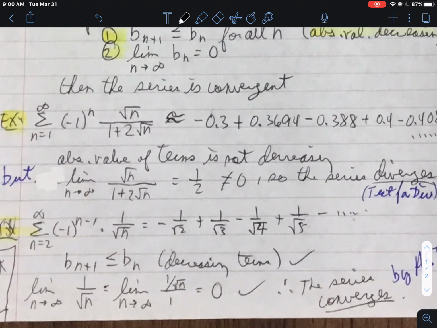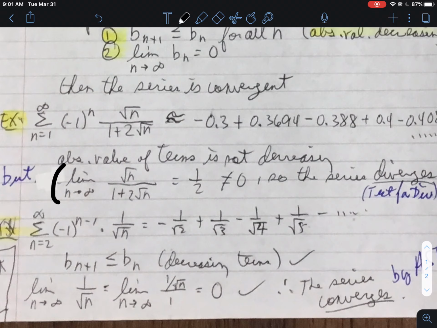Also, if you look at the test for divergence, if I look at the limit as n approaches infinity of the absolute value of the terms of our series, that gives me 1/2. Now again, how do I get that? Divide everything by square root of n, and that would give you 1 over the square root of n plus 2, which equals 1/2. I guess I'll write that out.